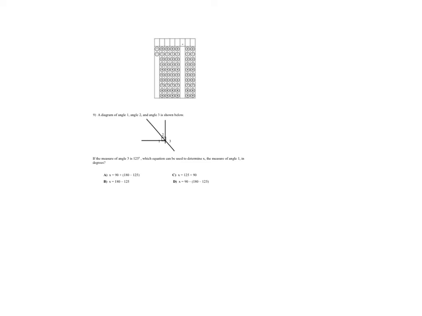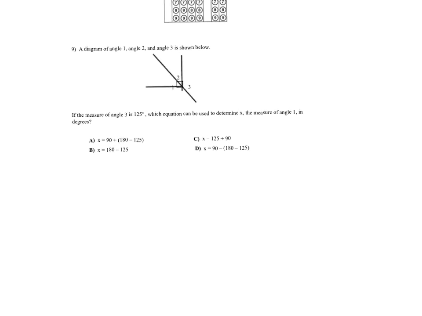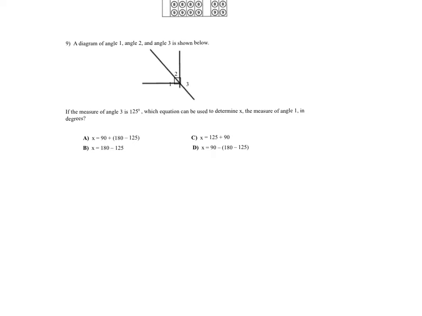Okay, so our last problem is this: a diagram of angle 1, angle 2, and angle 3 is shown below. If the measure of angle 3 is 125, okay, so this is 125. It says, which equation can be used to determine x, the measure of angle 1. Okay, this is angle 1 right here.